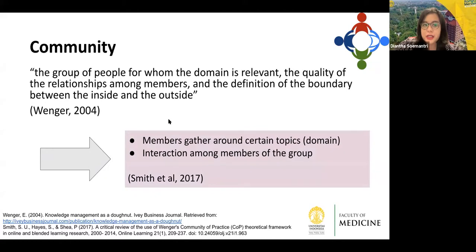The next element is the community, which is the group of people for whom the domain is relevant, the quality of the relationships among members, and the definition of the boundary between the inside and the outside. So we have the domain, but of course we have to have the members of the community. So this is the second element, the group of people involved in the COP and where they interact. So it's not only important to have people within our community of practice, but also interaction between all the members, to share knowledge, to create practice in order for them to achieve the common goal or the common purpose.